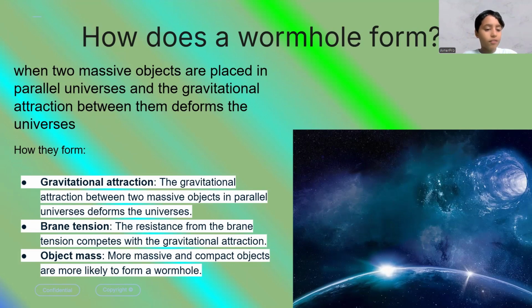So how do they form? Gravitational attraction. The gravitational attraction between two massive objects in parallel universes deforms the universes, which we just said. Brane tension. The resistance from the brane tension competes with the gravitational attraction. So with this gravitation, the brane tension also competes with that gravitational attraction. Now the object mass: more massive and compact objects are more likely to form a wormhole. Meaning that the more massive this object is, the more likely it is to form a wormhole.